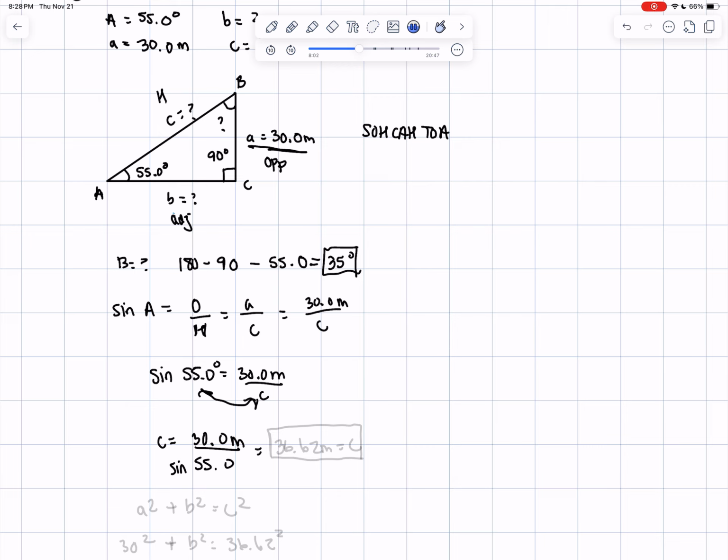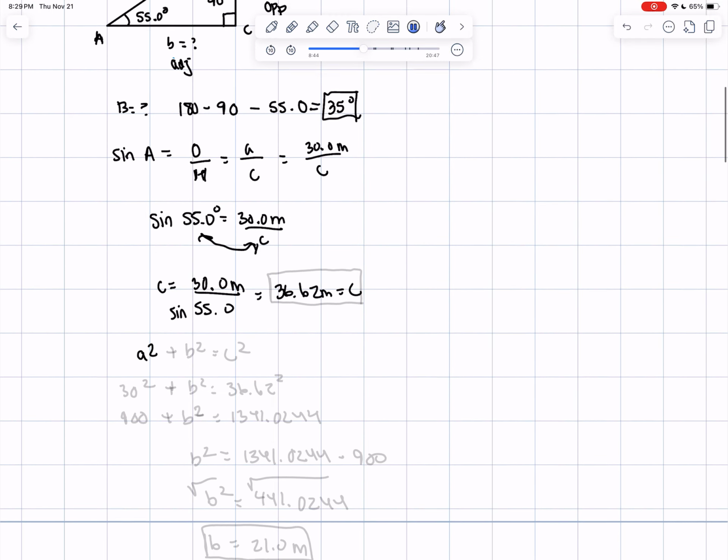So in my calculator, let's see what that comes out to. 30.0 divided by the sine of 55.0. And I get 36.62 for the side. So that is our C. Now, we know this is C. Now we can do the Pythagorean theorem to solve for the last side.